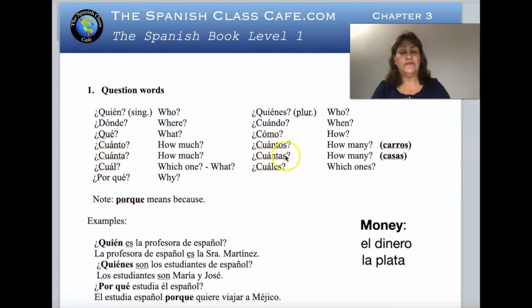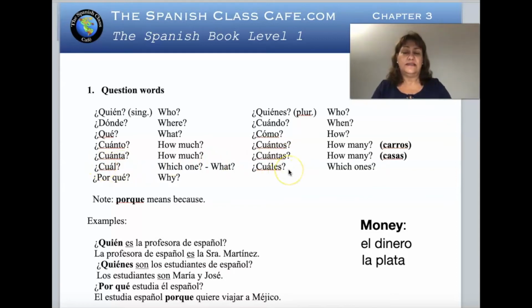Let's go to the plural. Let's use carros and casas. Carros is cars and casas is houses. How many cars? ¿Cuántos carros? And you can add the verb tener, that is tiene, or cuántos carros. But if casas is feminine, then it's cuántas casas. Then you can see that how much or how many these question words depend on the noun that is following them, if it is masculine or feminine and singular or plural.